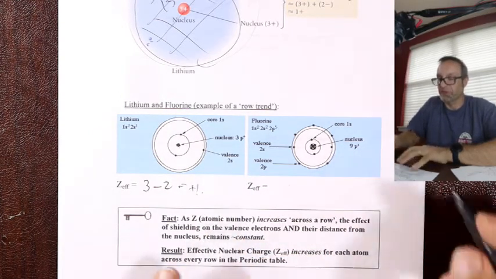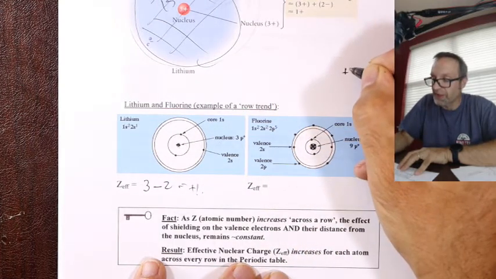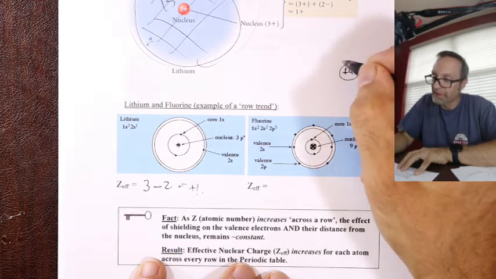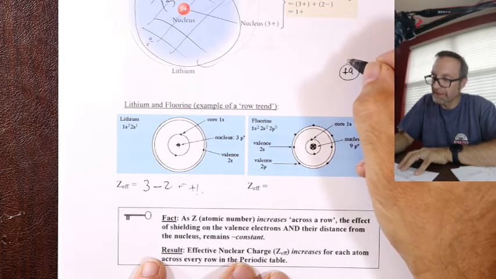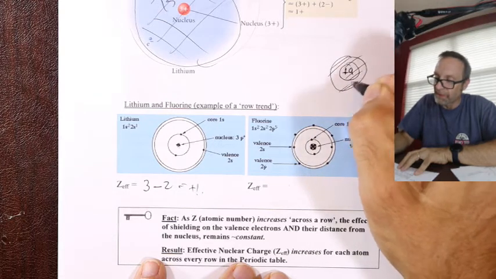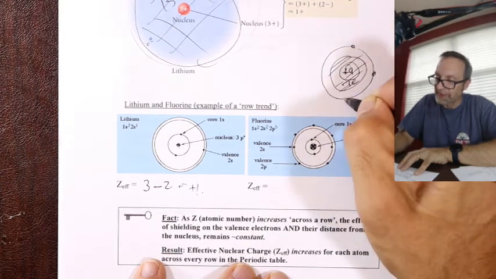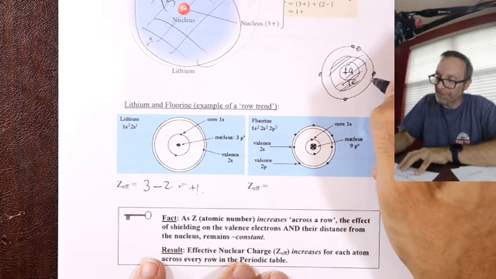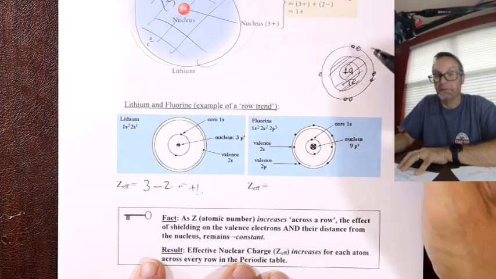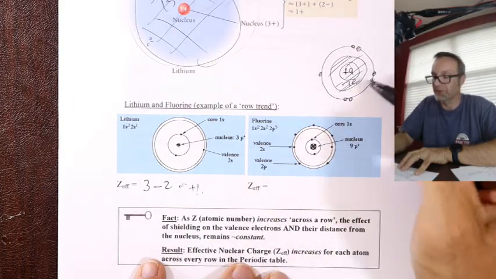There's a nice little picture of fluorine, but I prefer to do my kind of mixed one. So fluorine has a +9 nucleus, and then we have 2 electrons on the inside, and then we have 7 on the outside. We'll come back to this concept later. These electrons are in layer 2: fluorine, row 2, column 7. So 7 on the outside, 2 layers.